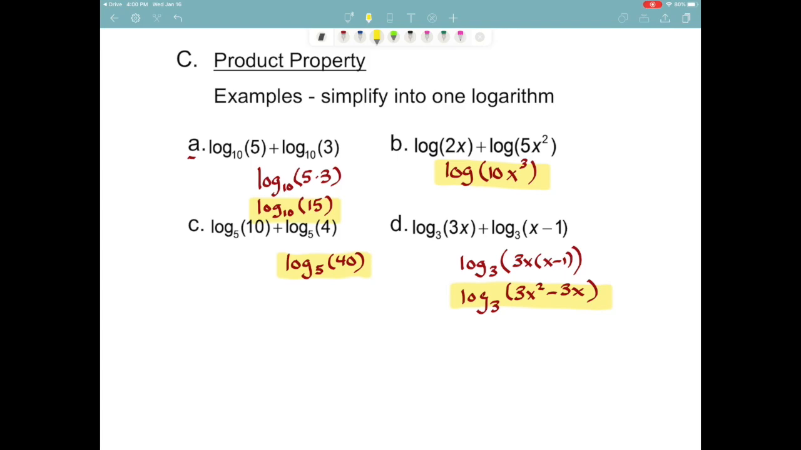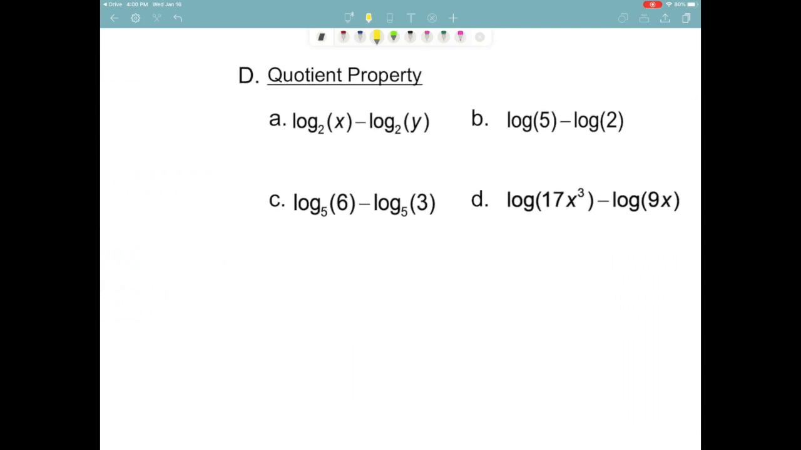All right, moving on. Let's look at a couple examples of the quotient property. So A, we have log base 2 of x minus log base 2 of y. If we want to use the quotient property, we can rewrite this as log base 2 of x divided by y. So order does matter here. The first value you have is x, the second value is y, so it would be x divided by y.